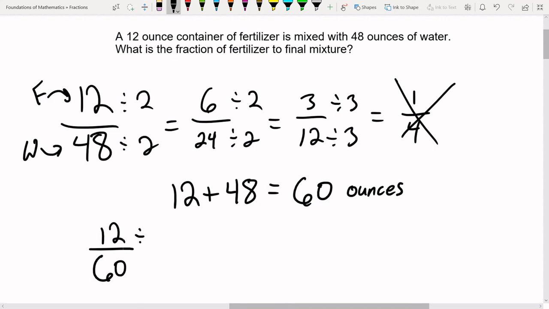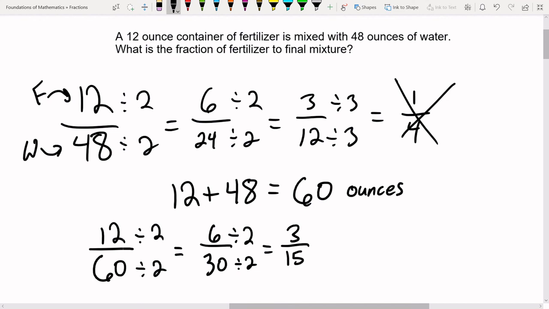And now we reduce. You always want to reduce fractions for a final answer, unless you're trying to do what we did previously, which was to compare fractions. So 12 divided by 2 is 6. 60 divided by 2 is 30. We can divide by 2 again, giving us 3 over 15. Now we can divide by 3, giving us 1/5. And 1/5 is the fraction of fertilizer to final mixture. That answers this problem correctly.